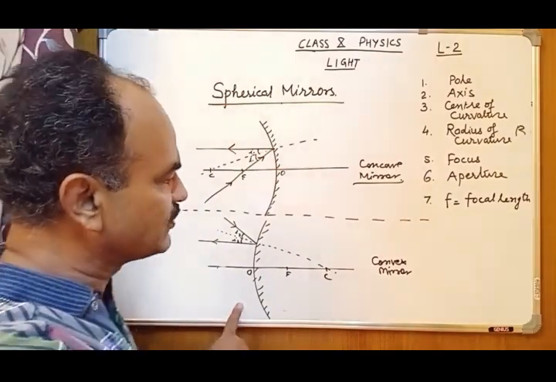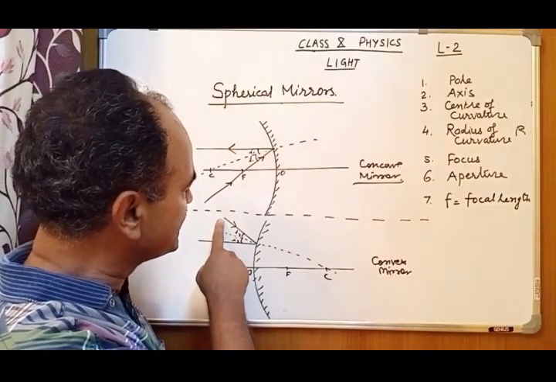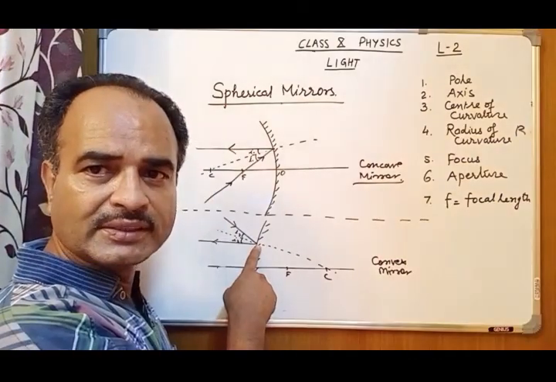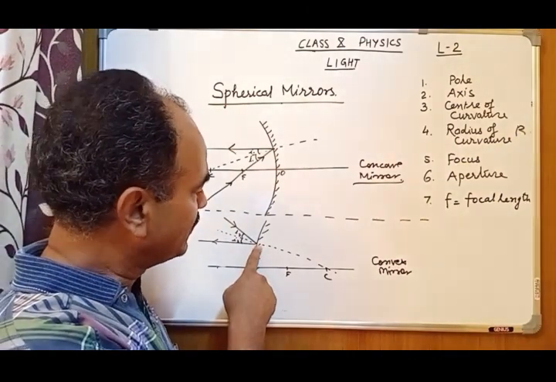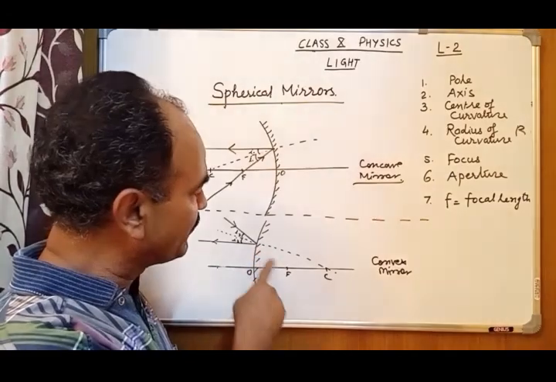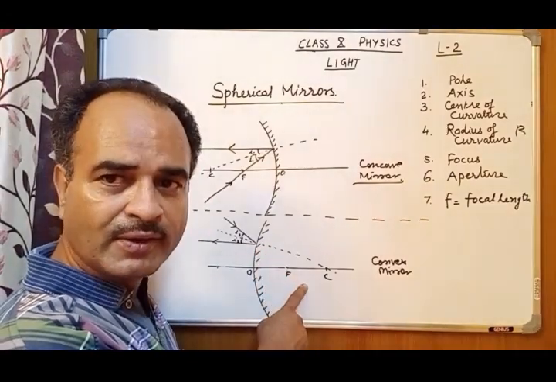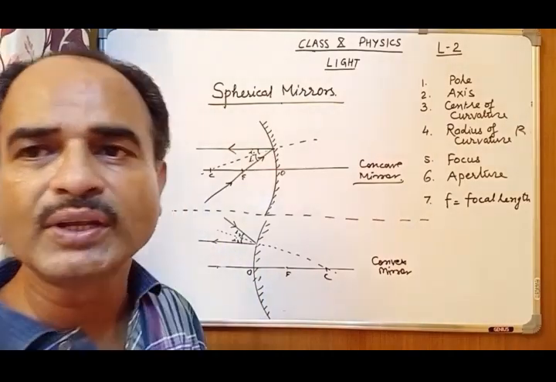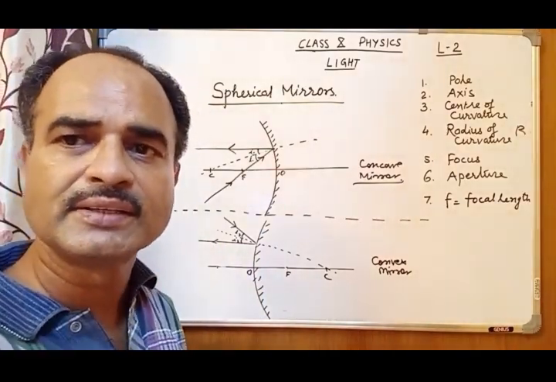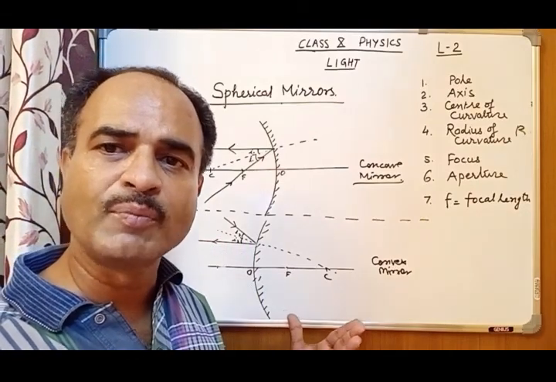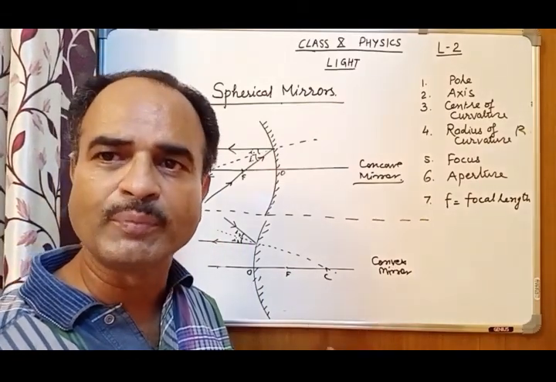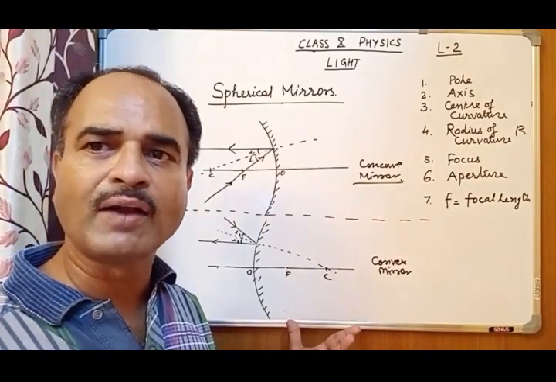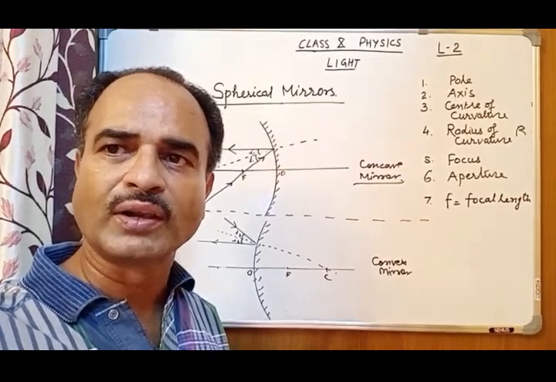Similarly, in the case of a convex mirror, if any ray falls on the mirror in such a way that, when extrapolated, it passes through F, then after reflection it will become parallel to the principal axis. When the rays are coming through the focus, or appearing to come from the focus, and fall on the reflecting surface, they become parallel after reflection.